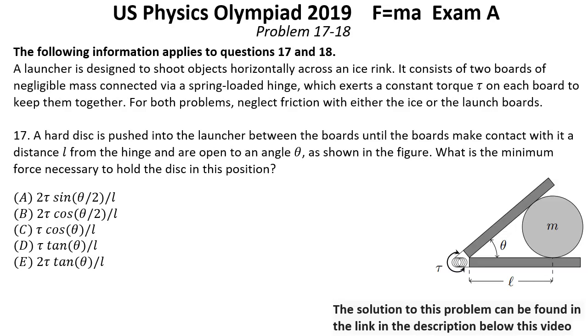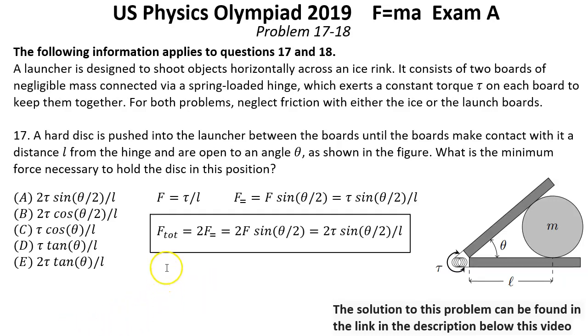Each board exerts a force with magnitude F equals torque tau over L, directed toward the center of the disk. We can decompose these forces into a component parallel to the symmetry axis of the launcher. That will be F multiplied by sine theta over 2. The perpendicular components from the two forces cancel, while the parallel components add together. So the minimum force required to keep the disk in place must equal the sum of the two parallel components, which gives us this expression. This is answer A, and that was a solution for problem number 17.